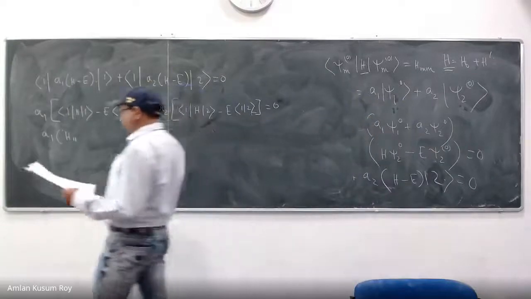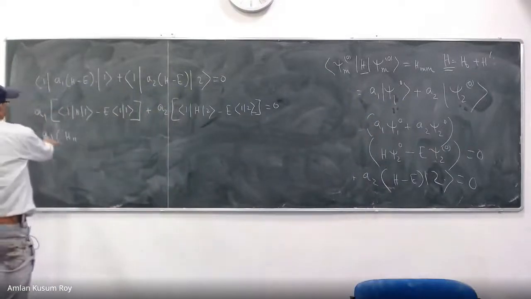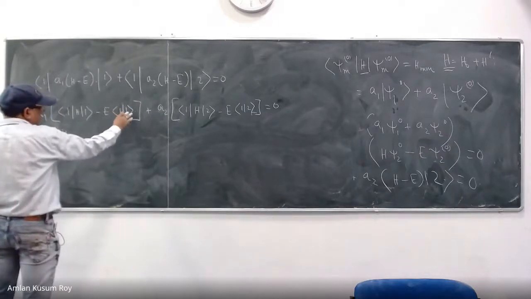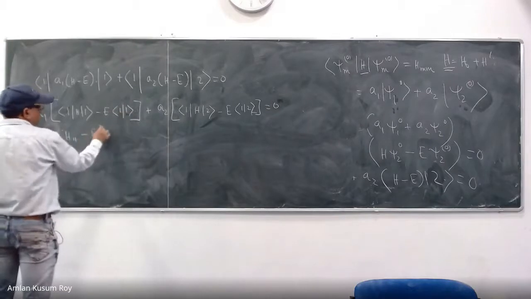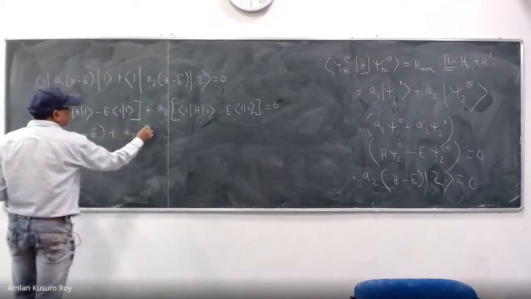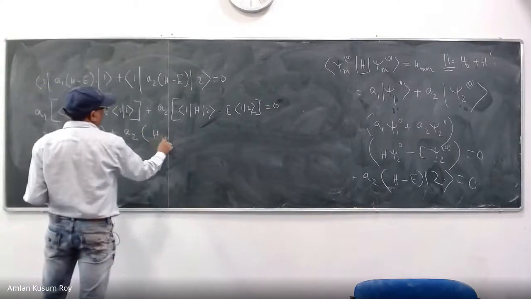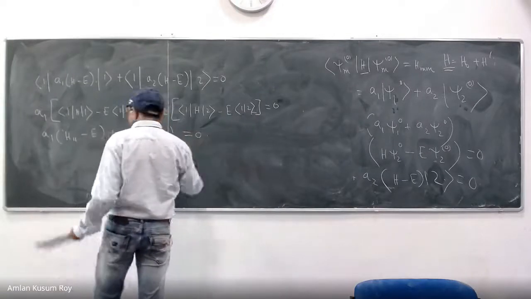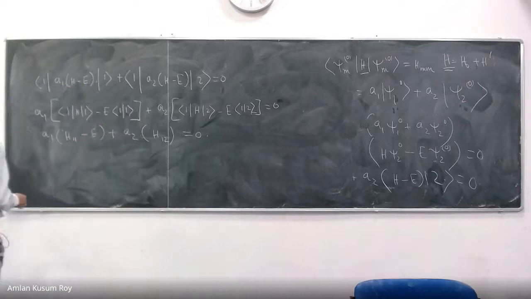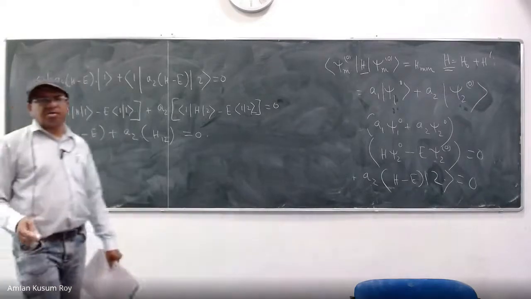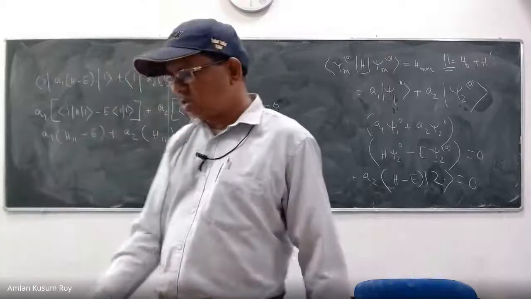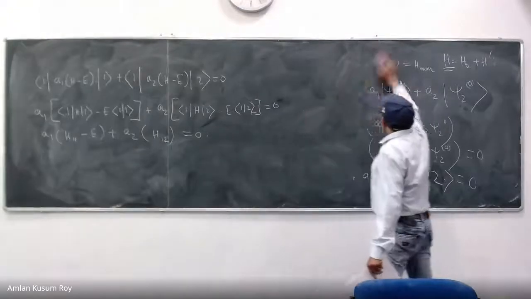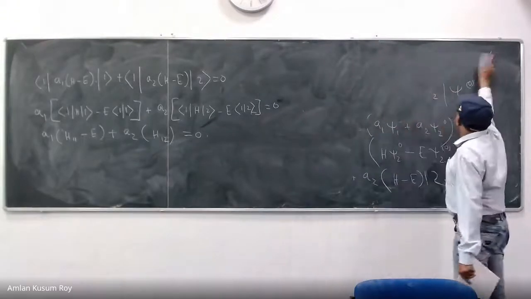Don't mistake. So A1 into H11 minus E, because psi 1 0 is 1, plus A2 H12 minus E12 is 0, so that is 0. Okay, so if you do that for 2, can you please work it out what will happen if I use this analogous exercise for pre-multiplication by 2? Just do it and tell me what is going on so that I can write it there.